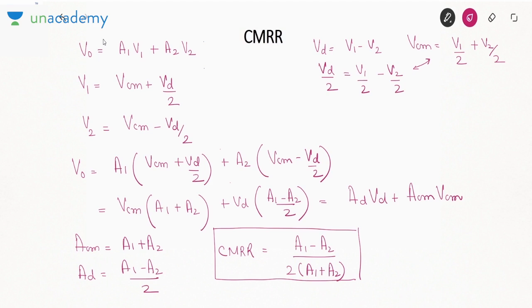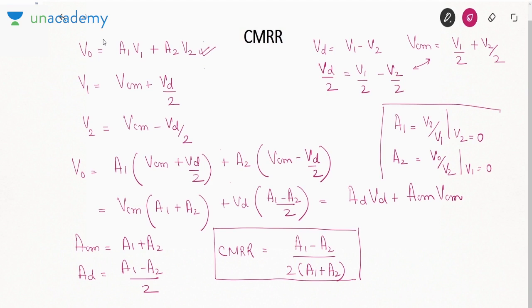So what you have to do when you want to find out CMRR? Find the gain due to V1 and find the gain due to V2. How? A1 is nothing but V0 by V1. From this equation I am writing V0 by V1 when V2 is 0. A2 is V0 by V2 when V1 is 0. So take one input at a time and find out the output voltage. You can find out A1 and A2. From there you can find out CMRR. Such kind of problem can also be asked in the GATE exam.